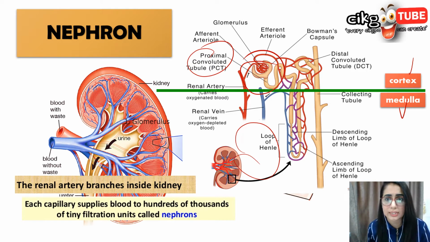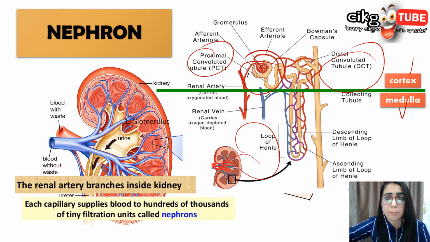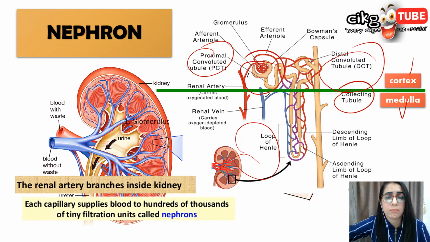And lastly, the distal convoluted tubule, which is located in the cortex and connected to the collecting duct, which opens into the pelvis. This is the collecting duct. So the distal convoluted tubules of several nephrons join together into a collecting duct. The produced urine will flow from the collecting duct into the urethra. So this one connects to the urethra.